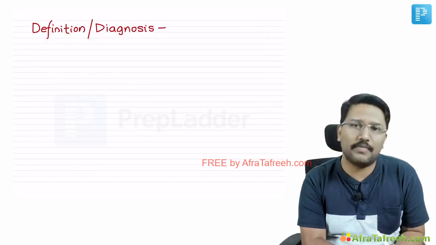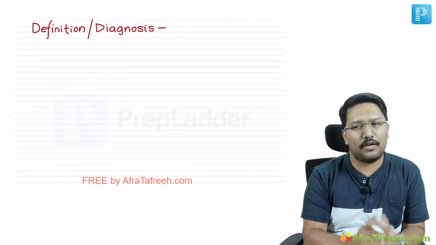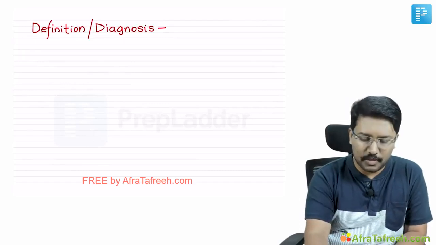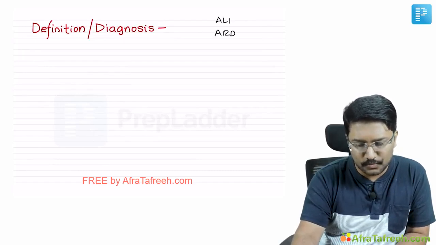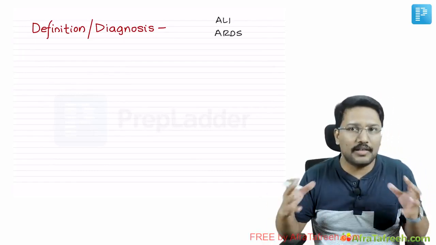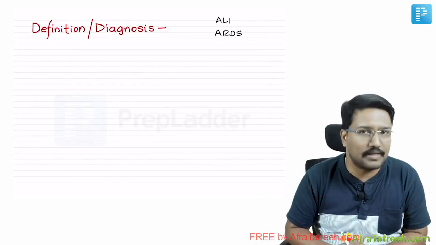Those of us who completed our undergraduation and PG way back in time are most probably familiar with these terms, acute lung injury and ARDS, as two separate entities, but they are part and parcel of the same spectrum of disease, right?